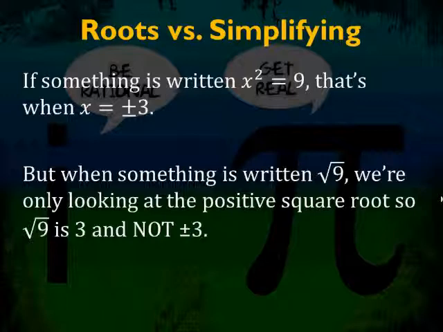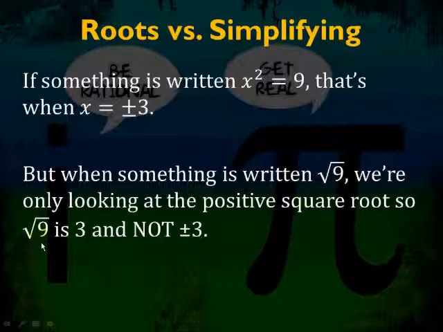Now, if something is written as x squared equals 9, that's when x is plus or minus 3. Because if you think about x squared equals 9, you can rewrite that as x squared minus 9 equals 0. So you're going to have a difference of squares, where you have x plus 3 and x minus 3 equals 0. But if I give you a question where it says radical 9, I'm only asking you to give me the positive square root.